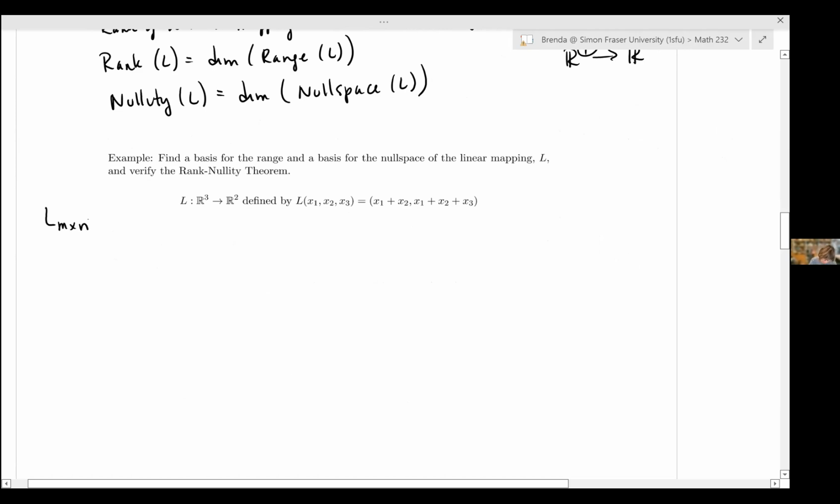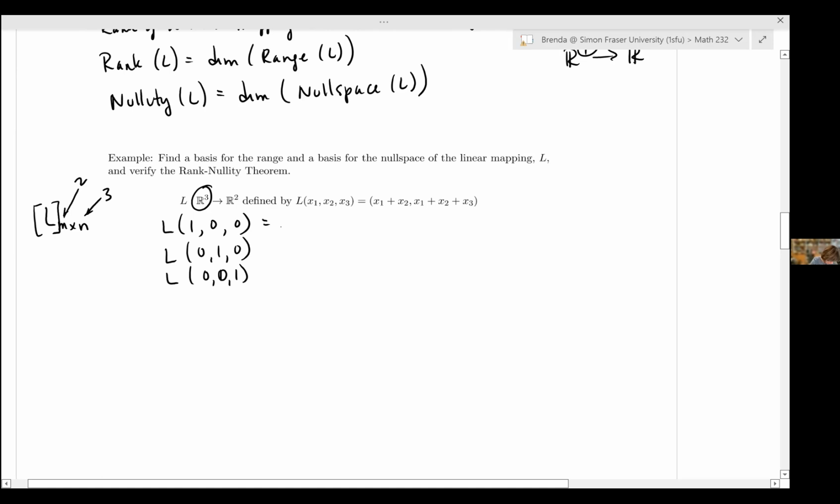L, the matrix representing this linear transformation, is going to be of size m by n. And in this case, m is going to be 2 and n will be 3. Let's see that, okay, so we don't mix up which one is m and which one is n. We can figure out what L is by applying the transformation to the standard basis vectors in R3, because our inputs are in R3.